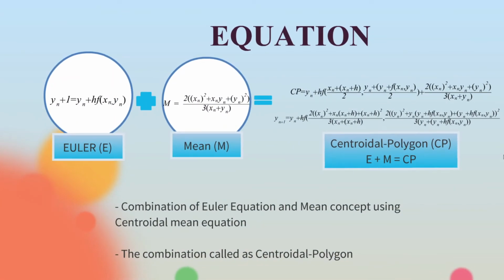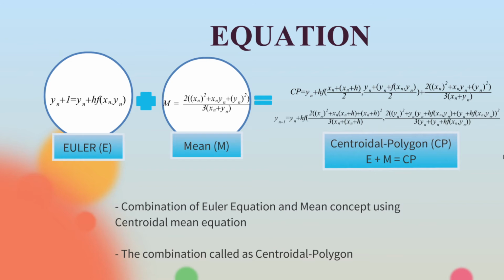Now we go to the equation. From the Euler method, two main methods were produced to improve Euler, which are Heun's method and the midpoint method. In my research, I use the midpoint method as my main method to improve with a new scheme. This method is also called the improved polygon.